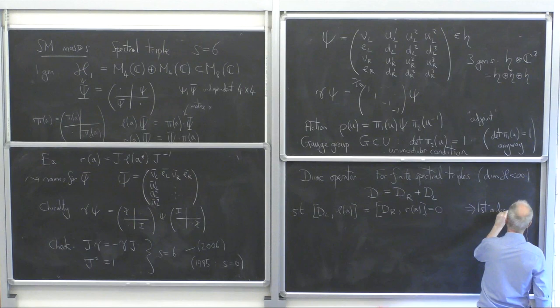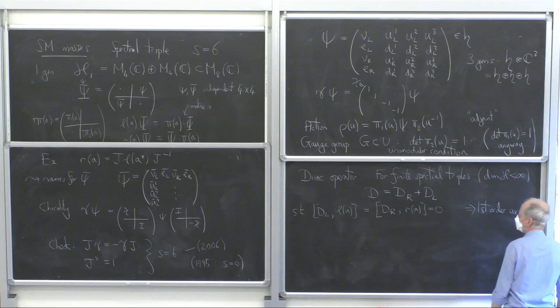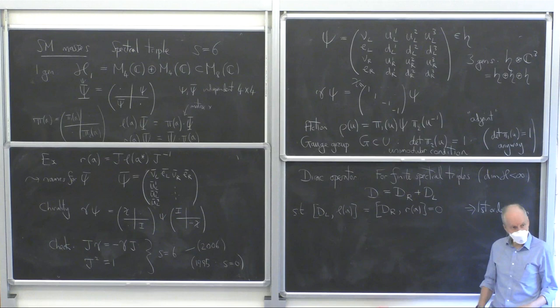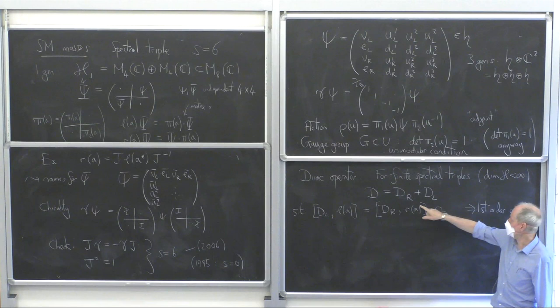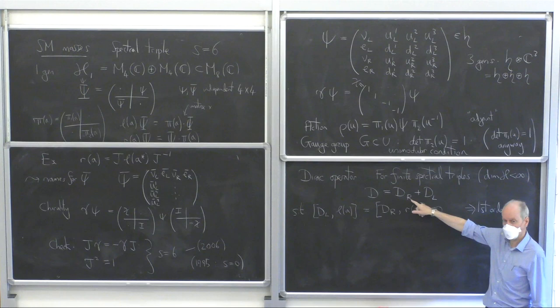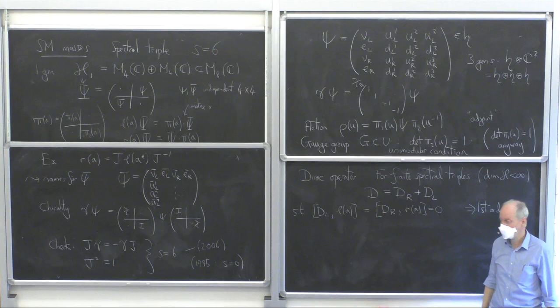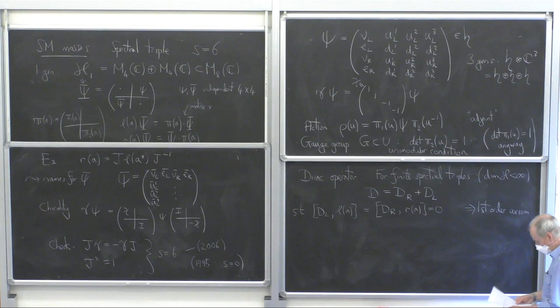First order axiom. Remember, the first order axiom is that if you commute with the left action and then you commute again with the right action, you get zero. Well, obviously, if you commute with the left action, this thing vanishes straight away. And if you commute with the right action, you get zero, because you can do the commutations in either order. So this satisfies that axiom trivially.